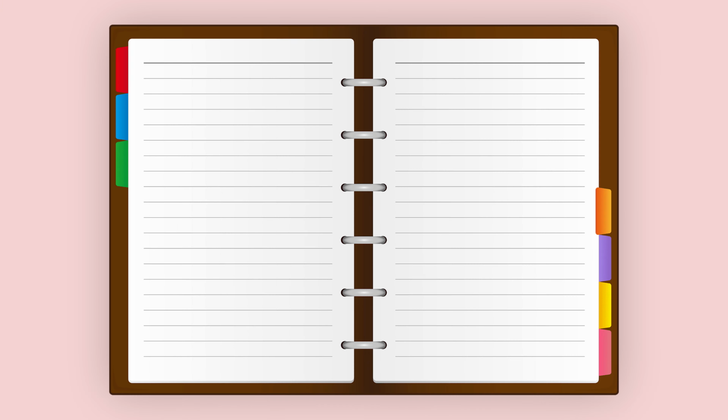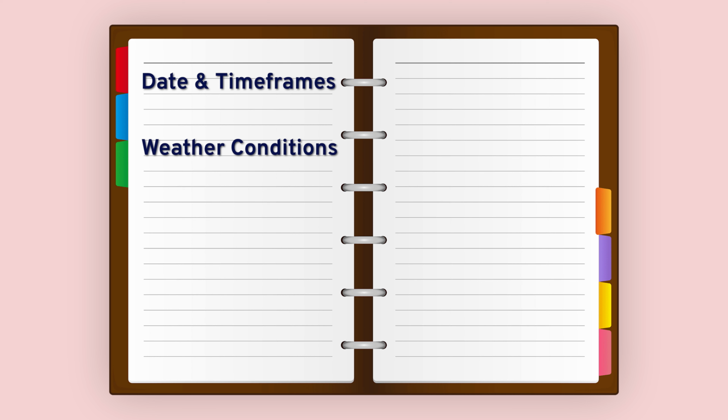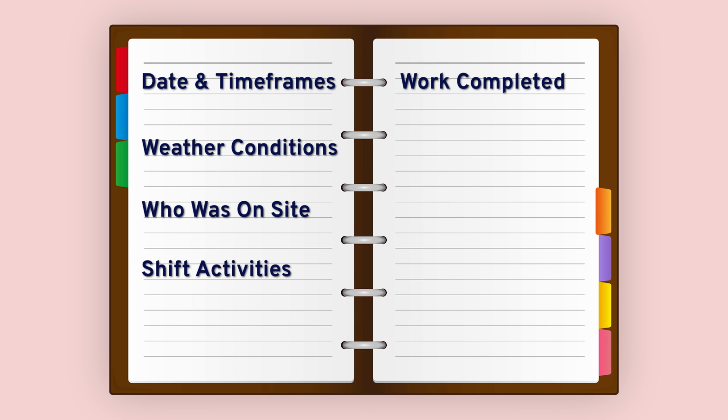So when you're filling out your site diary, it's important to make sure that you've got all of the information you need. Site diaries will vary from one project to the next, but put simply, they should give you an outline of everything that's happening on the project on a daily basis. At a minimum, a good site diary should include date and timeframes, weather conditions, who was on site, shift activities, work completed, and any accidents or complaints.